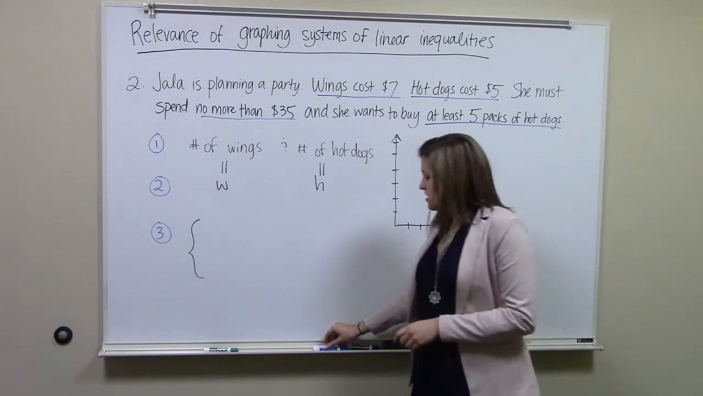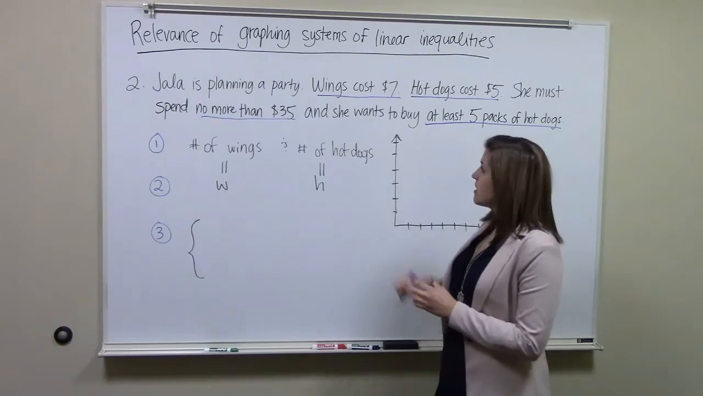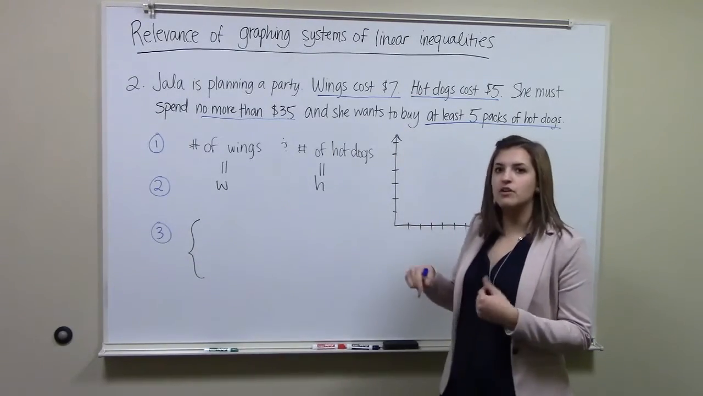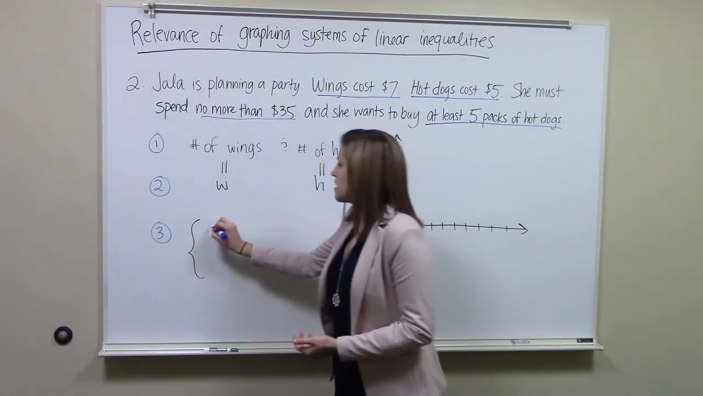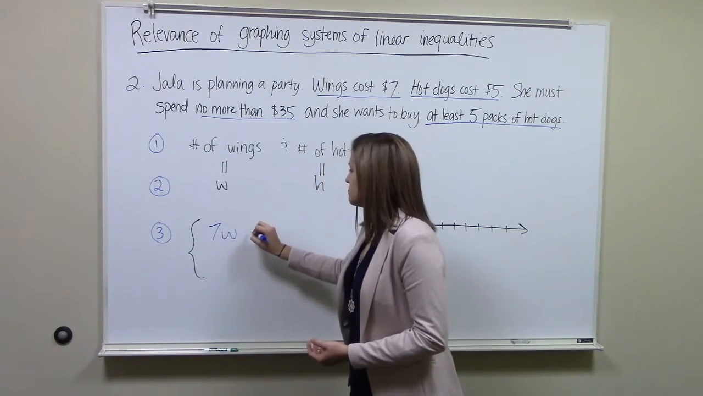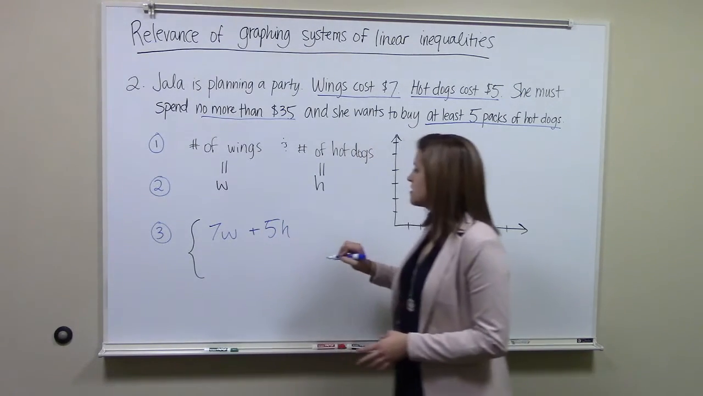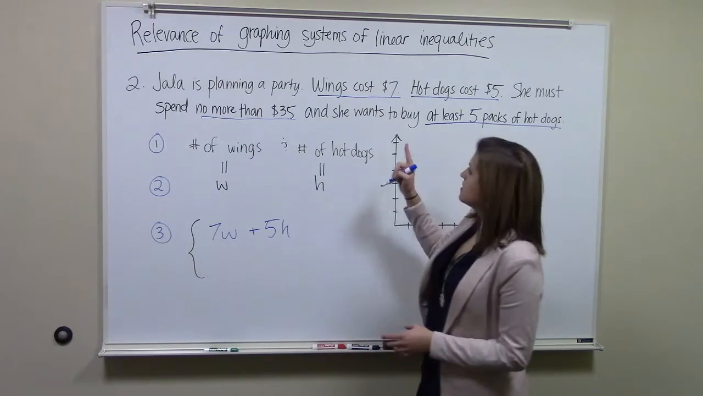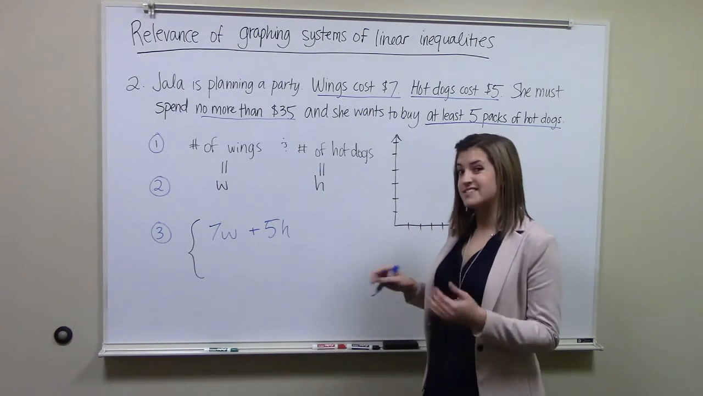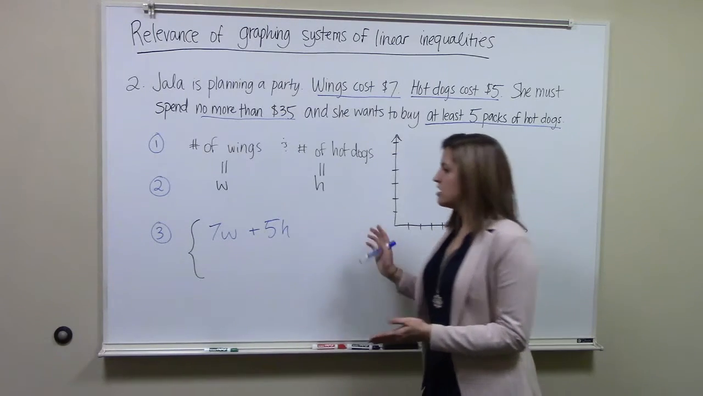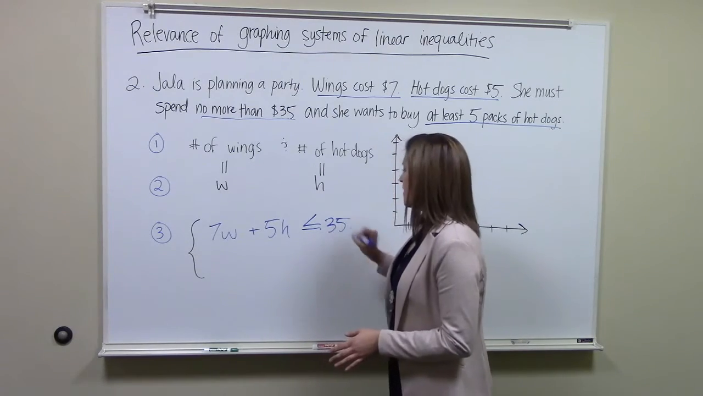All right, so now we can create our system of linear inequalities. Our first inequality here is going to be about money. So we have money here, and we also have the number of packages. So our first inequality is about money. We know wings cost $7 per package, plus $5 per package of hot dogs is going to be, let's see, she wants to spend no more than $35. That means that she could spend exactly $35, but no more. So that means she's got to spend less than or equal to $35.